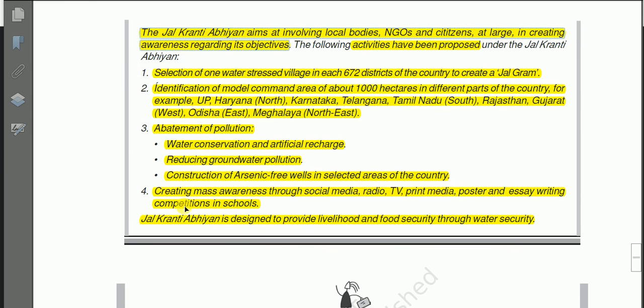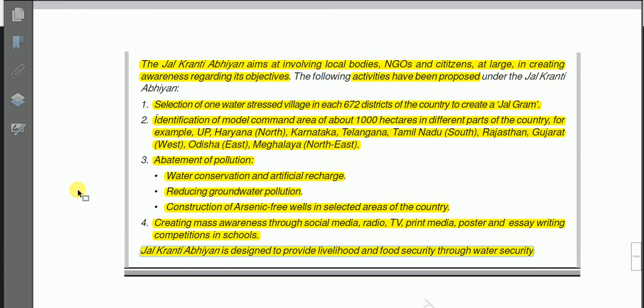So another aim is that Jal Kranti Abhiyan is designed to provide livelihood and food security through water security. So this is the third aim. When we provide water to the people, then livelihood is secured and food is also secured. So when there is water, then food also will be there, because growing of food requires water. When there is no water, then no food.